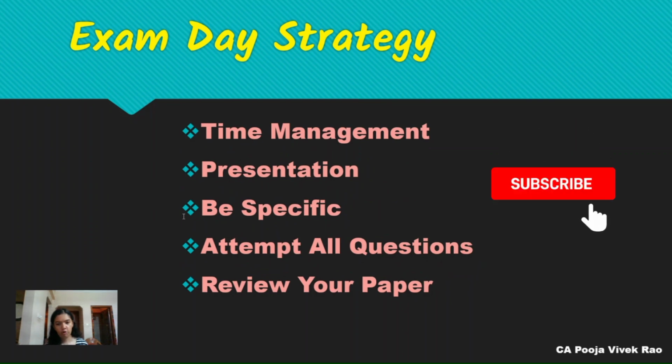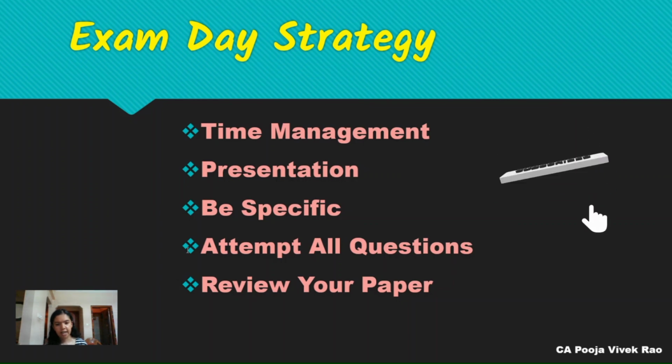When quoting sections, provisions, or rules, be precise. If you are unsure about a particular section number, it's better to avoid mentioning it rather than risk being incorrect. Attempt all questions. Don't leave any questions unanswered. Even if you are unsure, write down whatever you know about the topic. You can get partial marks for correct concepts.